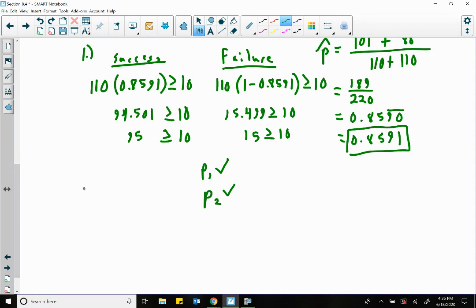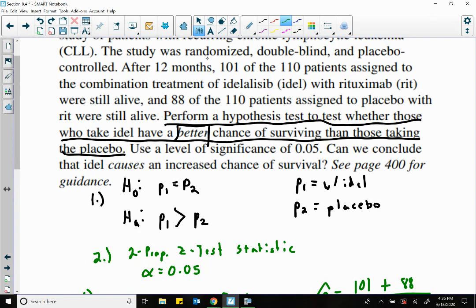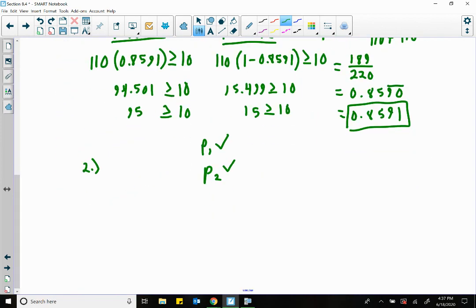Part 2 in CLT, are my samples random? And absolutely, it says up here, it is randomized. It's also double blind, which means if you were the person doing it, you wouldn't know who is who. And it's controlled is really good too. So, but it's definitely random. Okay? Then, so that's good. Random, check.